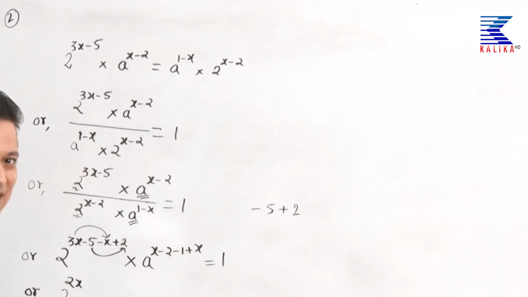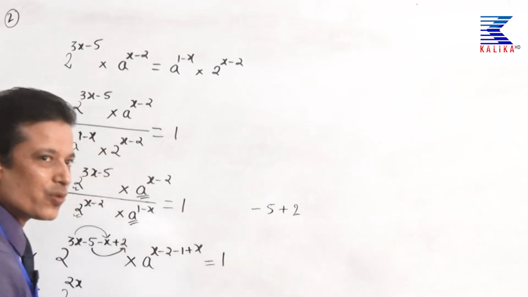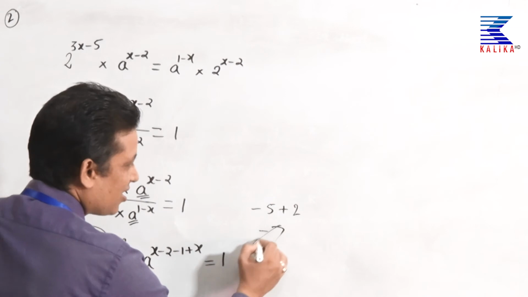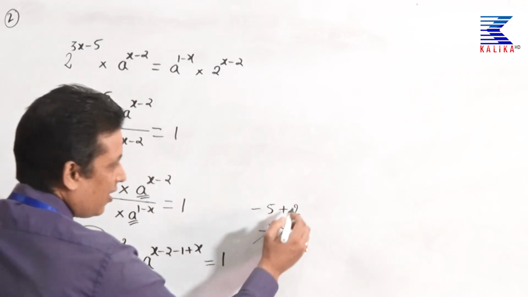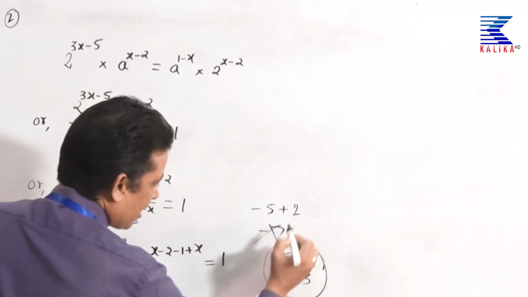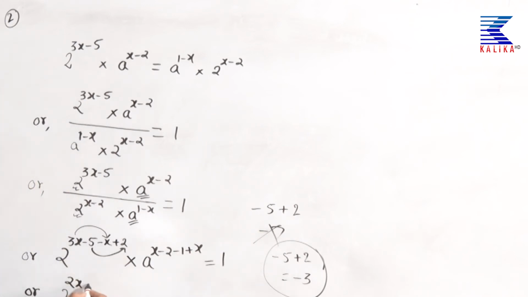Still, I get some students who, when you want to get the answer faster, used to write minus 7 like this. This is wrong, do not be confused. Here it is minus 5 plus 2, it is minus 3. You can use a calculator if some of you are confused. So, minus 5 plus 2 is minus 3, times a to the power x plus x is 2x, minus 2 minus 1 is minus 3, is equal to 1.